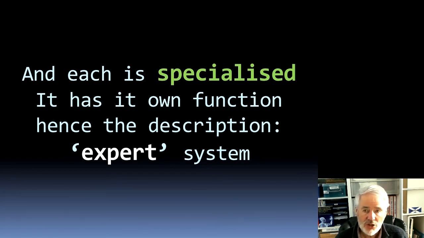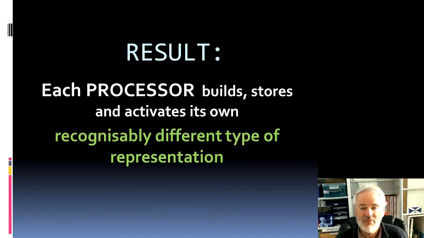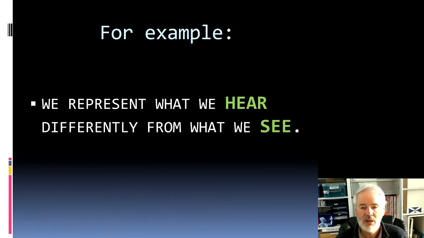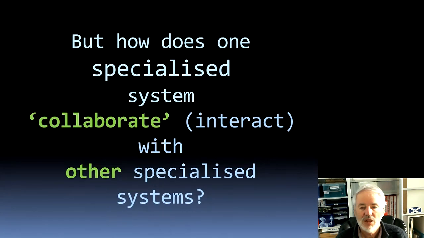So each system is a specialized system. It's an expert system. It has its own function, and that's indeed why we call it expert. So the result is that each processor builds, stores and activates its own recognizably different type of representation. For example, we represent what we hear differently from what we see. We represent the sound of an apple differently from the image of an apple.